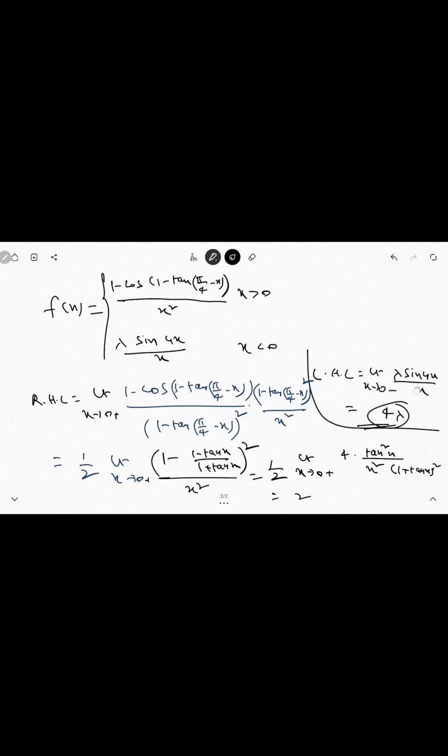So 2 must be equal to 4 lambda, because LHL must be equal to RHL since it is continuous. Therefore 2 is equal to 4 lambda. Lambda must be equal to 2.